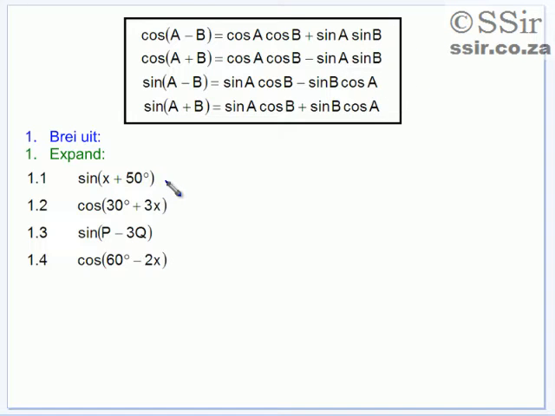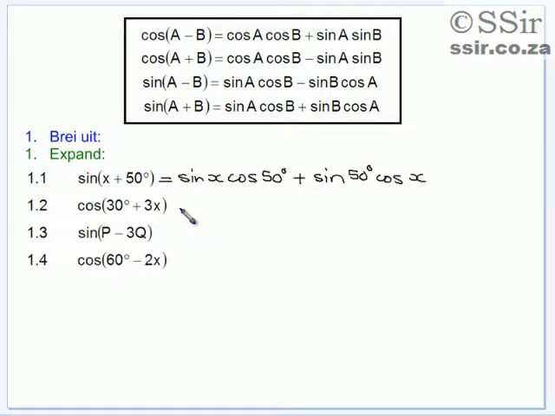Let's apply this down here below. First one, sine of x plus 50, is the last formula. It's a compound formula: sine of x cos 50 plus sine of 50 times cos of x.